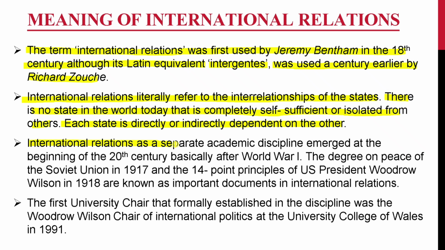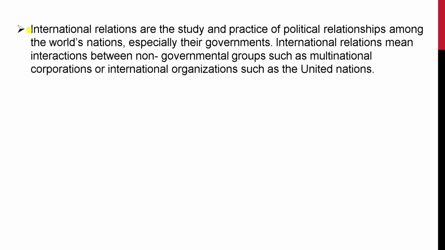International relations as a separate academic discipline emerged at the beginning of the 20th century, basically after the First World War. The Decree on Peace of the Soviet Union in 1917 and the 14-point principles of U.S. President Woodrow Wilson in 1918 are known as important documents in international relations. The first university chair formally established in the discipline was the Woodrow Wilson Chair of International Politics at the University College of Wales in 1919.